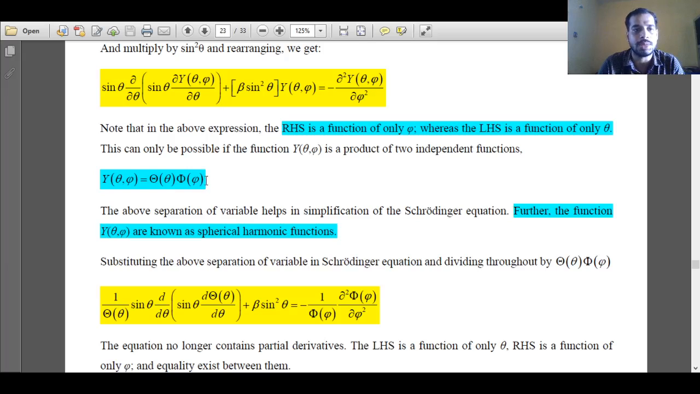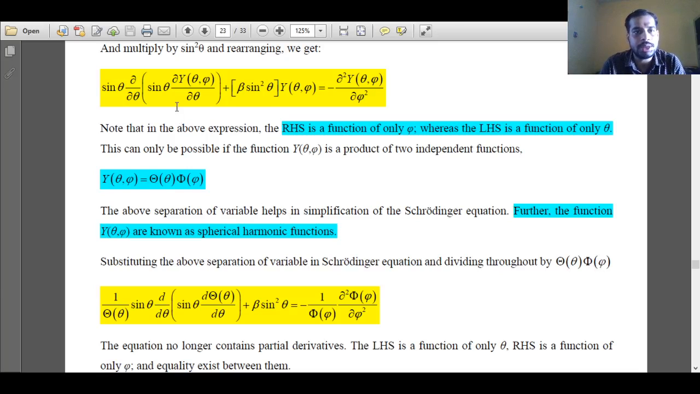So I'll substitute my spherical harmonic function in the above expression as a product of two independent functions. Further, I'll divide throughout the expression by the theta and phi function. Again, I am repeating: I will substitute the expression for the spherical harmonic function here, and I will divide throughout by theta and phi.